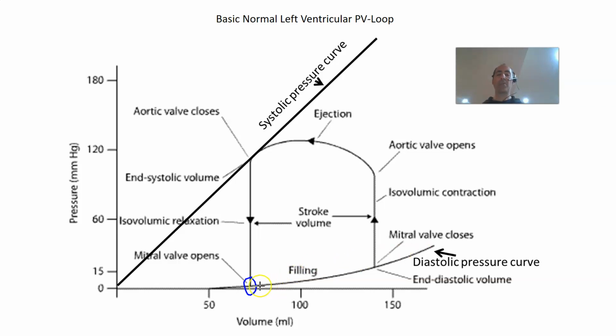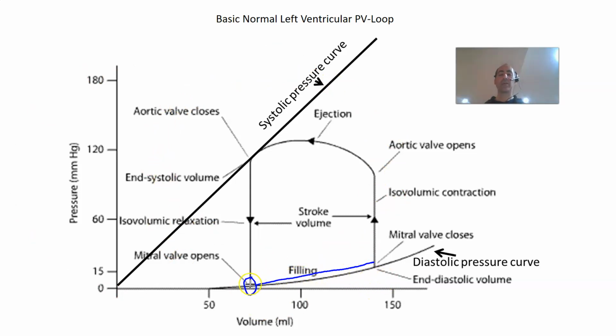This portion from here to here is called filling. So that's when the chamber is filling. Now notice there is no time component here. This all happens during a time component, it's just that the time component isn't obvious here. When we get to Wigger's diagram, it will be obvious. So you're going to have to understand that this is happening over one heart cycle for the left chamber.